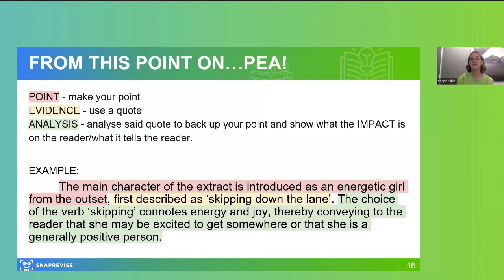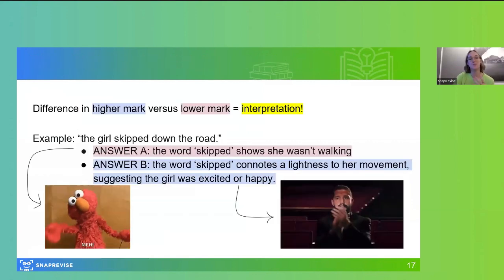So, skipping down the lane. I then go on to analyze that and say that the choice of the verb skipping connotes energy and joy, thereby conveying to the reader that she may be excited to get somewhere or that she is a generally positive person. So as you can see, I've talked about what the word choice means, what that suggests to you as the reader, and how that then informs your understanding of the character. So yes, from this point on, PEA.